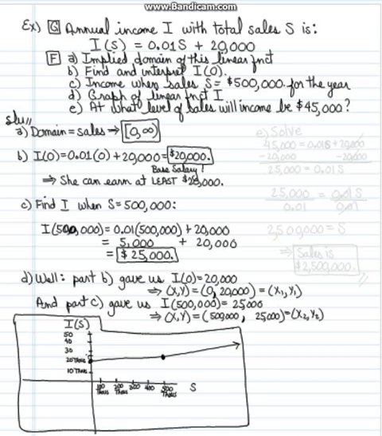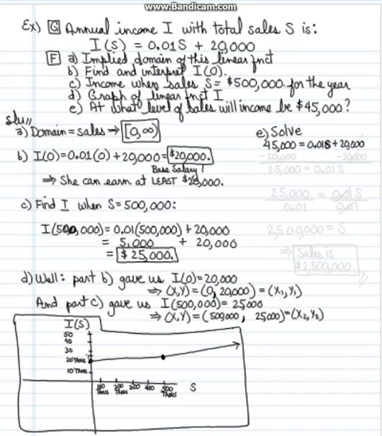And the last part we're going to answer up here, Part E. At what level of sales will her income be $45,000? Well, we're going to solve the equation. $45,000 in income is equal to 0.01 times S plus 20,000. So we set the amount of income equal to $45,000, and we're going to find S, the amount of sales.